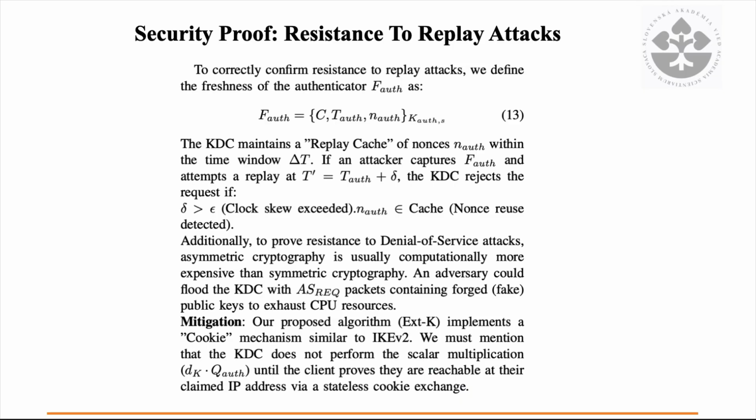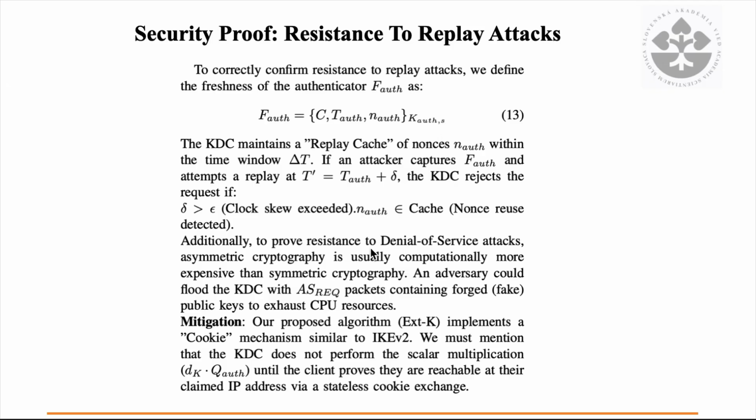Security proof. Now we have to understand what is the point, what's the use of our proposal? It resists replay attacks. To correctly confirm resistance to this type of attack, we define the freshness of the authenticator F as follows. F authentication is equal to C, and so on and so on.